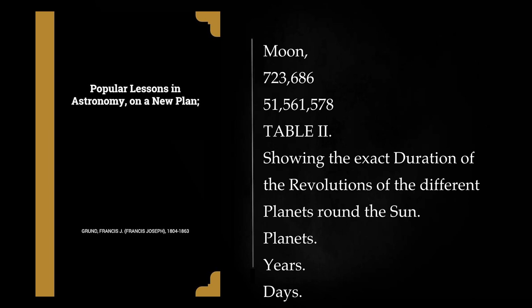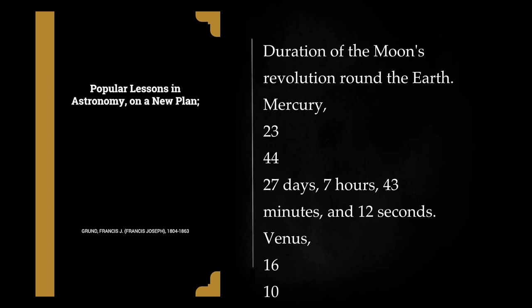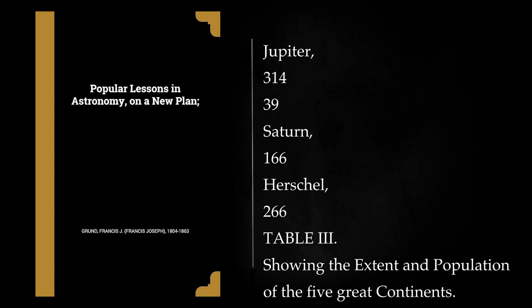Planets. Years. Days. Hours. Min. Sec. Duration of the Moon's revolution round the Earth. Mercury. 23. 44. 27 days, 7 hours, 43 minutes, and 12 seconds. Venus. 16. 10. Earth. 9. Mars. 321. 18. Vesta. 225. Juno. 131. 30. Ceres. 220. 4. Pallas. 221. 35. Jupiter. 314. 39. Saturn. 166. Herschel.